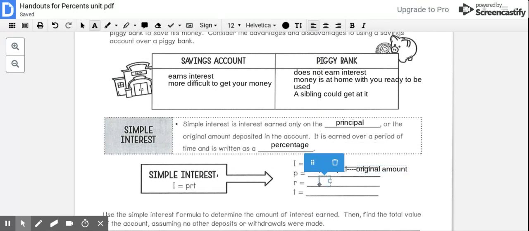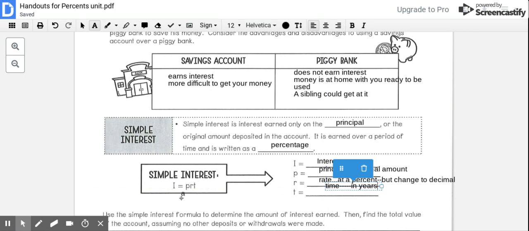The R is the rate. And remember, that will be a percent, but we want to change that to a decimal. So it's a rate as a percent, but change to decimal when we're going to do this formula. And then T, time. And this is really important. This needs to be in years. So if they say 6 months, then you need to write 0.5 for half a year.